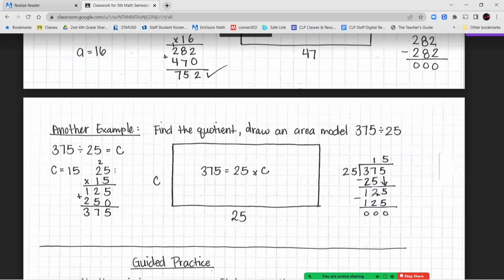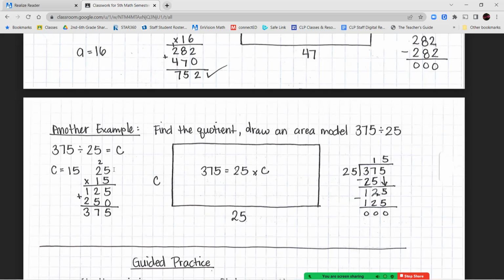Now, I did my inverse operation. Again, I multiplied those numbers to check to make sure that I would get back to that 375. 25 times 15, I found my two partial products here, added them together, and I did get a total of 375, so I knew that my answer was correct.